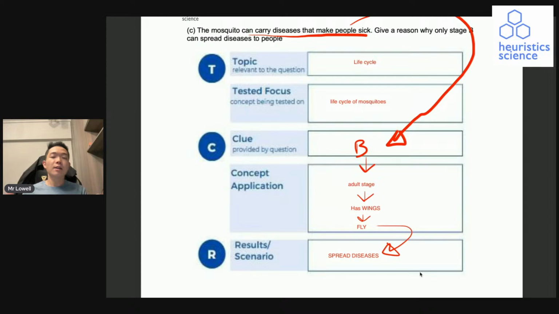All the filler words come in the full answer. So my full answer will look something like that. I'll be like, at stage B, it is an adult stage, and therefore the mosquito will have wings at this stage, allowing it to fly and therefore spread diseases to people. You see, I have all these filler words that come in, but not important to help me with the flow. This part is about structuring your answer and your thoughts as well as your concepts, not about giving me the full answer broken down into 5 or 6 boxes. No, that's not the point.